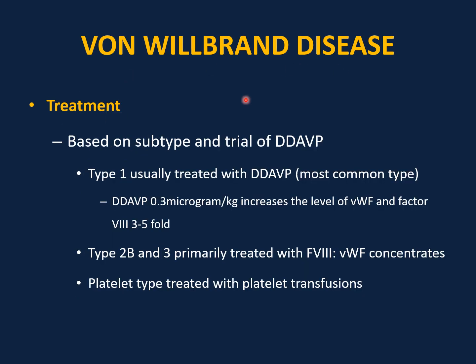Treatment of Von Willebrand disease is based on the subtype and a trial of DDAVP. So type 1 is usually treated with DDAVP. This is the most common type. DDAVP dose is 0.3 microgram per kilo. This should increase the level of Von Willebrand factor and factor 8 3 to 5 fold. So documentation of these levels after starting the therapy is very important. Type 2B and 3 are primarily treated with concentrate of factor 8 and Von Willebrand factor. Platelet type is usually treated with platelet transfusion.